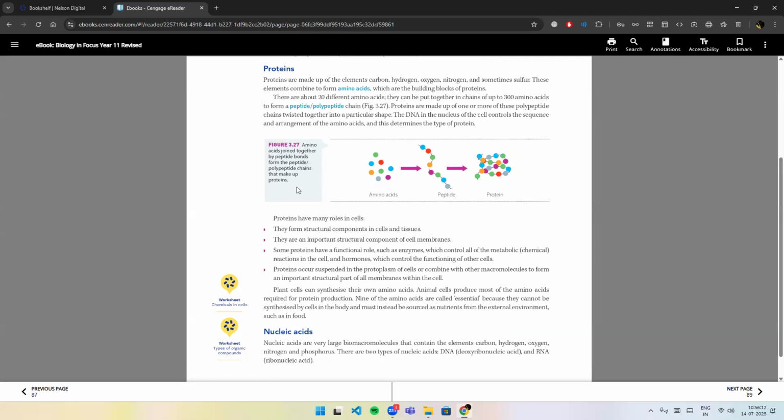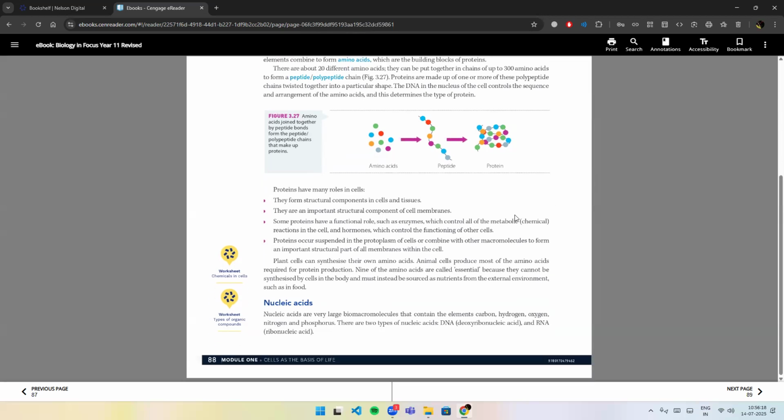The DNA in the nucleus of the cell controls the sequence and arrangement of the amino acids, and this determines the type of proteins. Proteins have many roles in cells. They form structural components in cells and tissues. They are an important structural component of cell membranes. Some proteins have a functional role, such as enzymes, which control all the metabolic reactions in the cell, and hormones, which control the functioning of other cells.